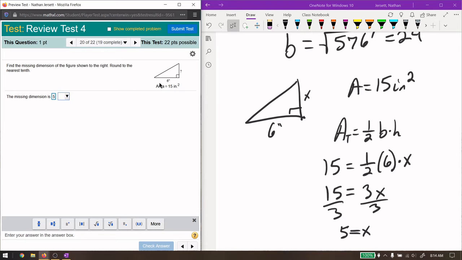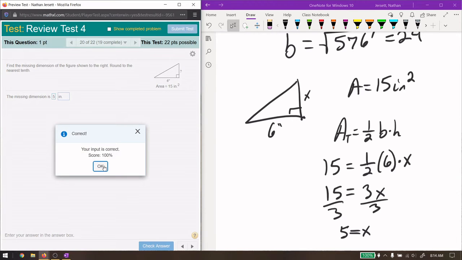And 6 was in inches, so we're going to use inches as well. Again, a distance is just inches. An area is inches squared. A volume would be inches cubed. That's a three-dimensional number.